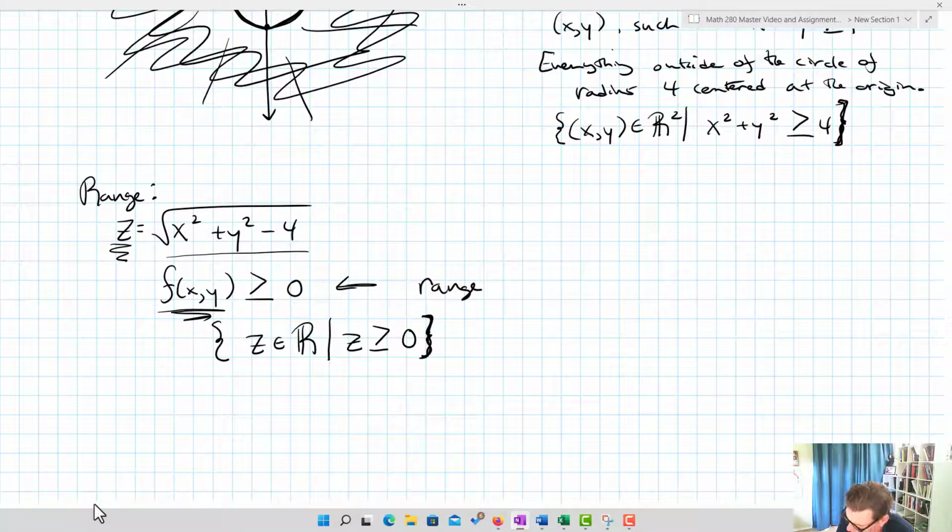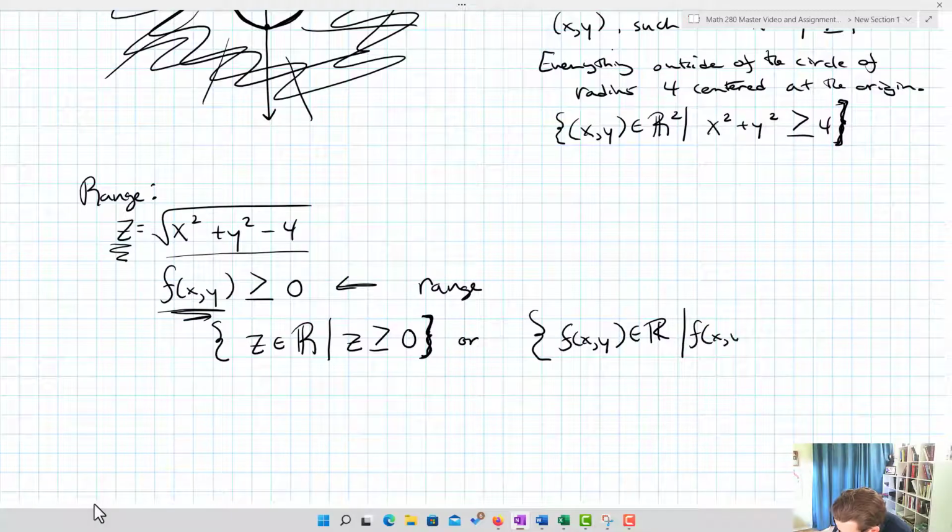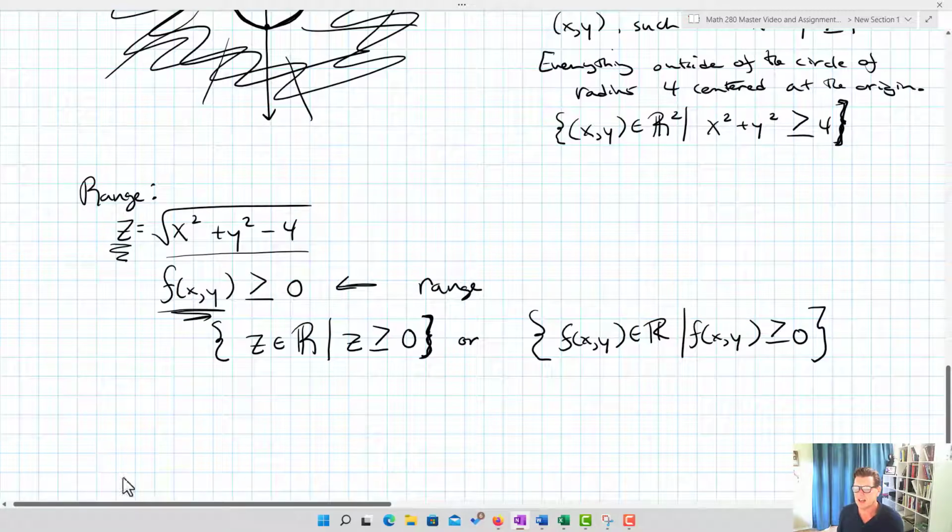You can also utilize f of (x, y), or we can write the set of all f of (x, y) belonging to R, such that f of (x, y) is greater than or equal to 0. And that's our range. So that gives me my domain, that gives me my range, and that actually starts to set me up for understanding a little bit better what it is that I'm looking at qualitatively for this function.